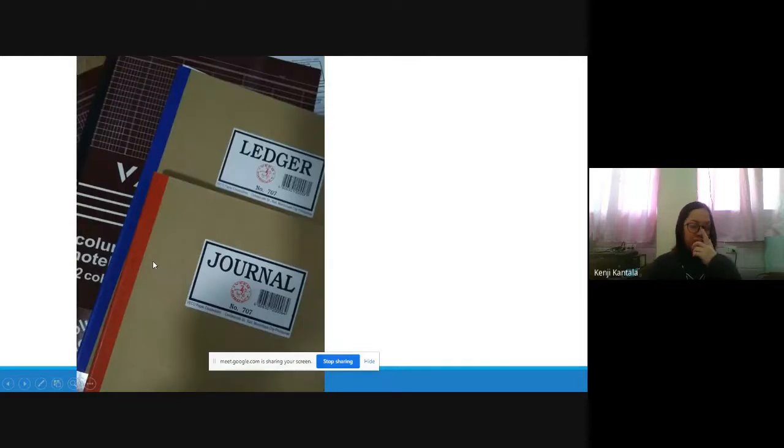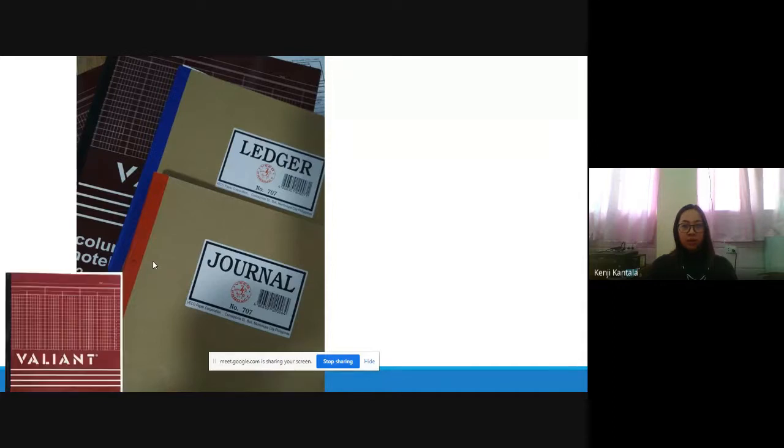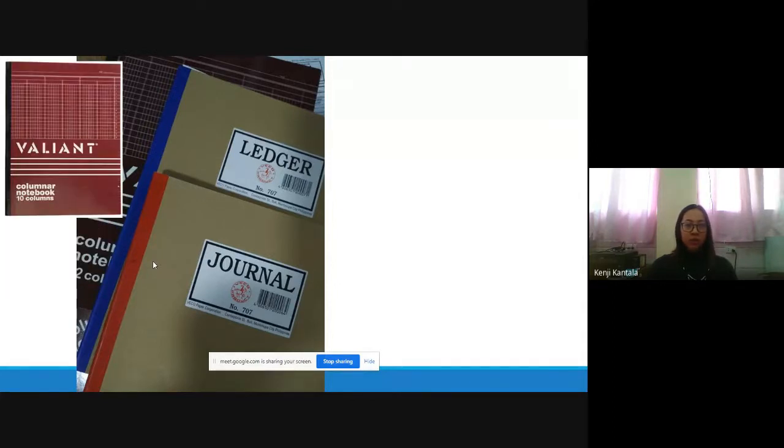Okay, so yung Excel na sinend ko sa inyo is actually a copy of the actual ledger, journal, and the columnar notebook. So ito, yung ledger natin, and then yung journal natin. So it is flashed in your screen. So kapag if you are going to do your books, you need to buy these two journals. And then, here is your columnar notebook.